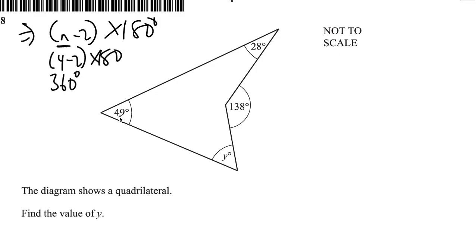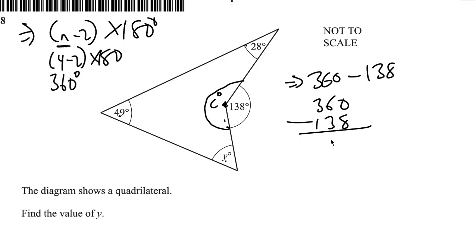So this is 49. This is an interior angle. This is 28. This is y, but we don't know this angle, right? That leads us to the fact you should remember that angles at a point sum to 360 degrees. So to get the value of this angle here, let's call it C, it's simply going to be 360 negative 138, and that's going to be 222. So that means the angle here is 222.